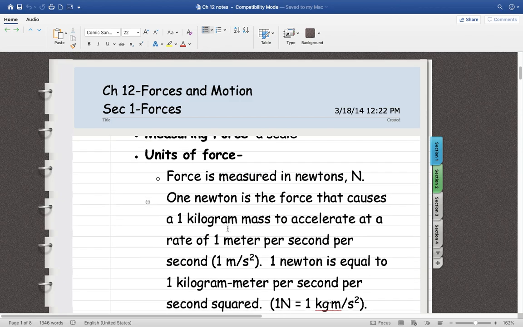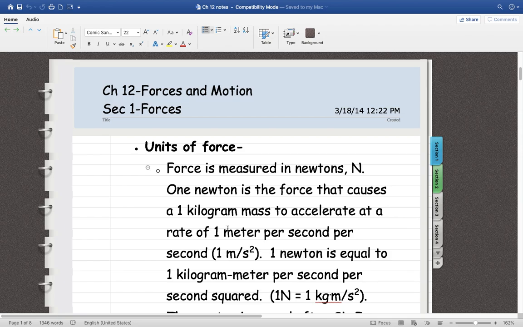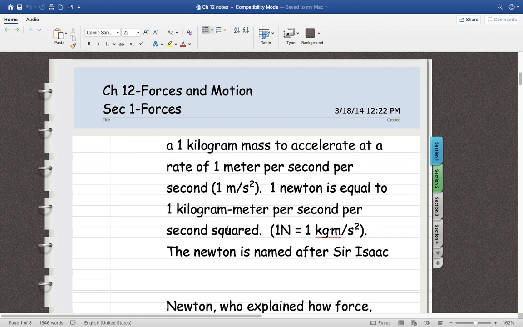Okay, so units of force. Force is measured in newtons, and it's a capital N. So 1 Newton is the force that causes 1 kilogram of mass to accelerate at a rate of 1 meter per second per second. So it's 1 kilogram times meters per second squared. A Newton is equal to 1 kilogram times meters per second squared.